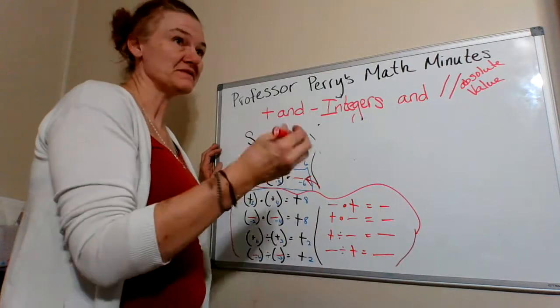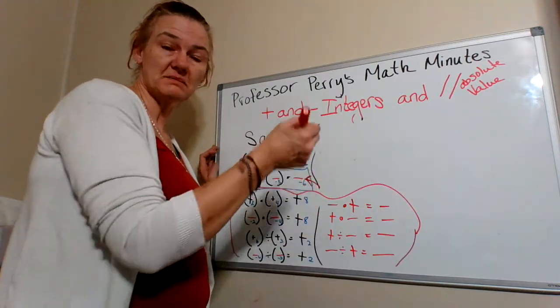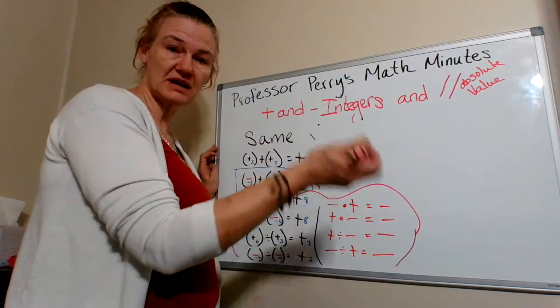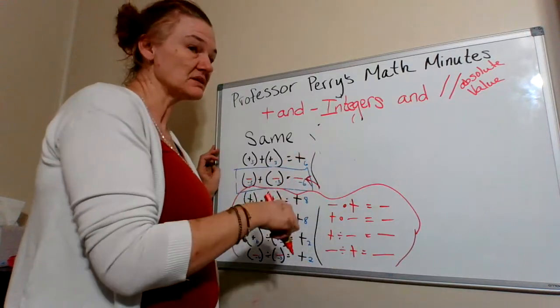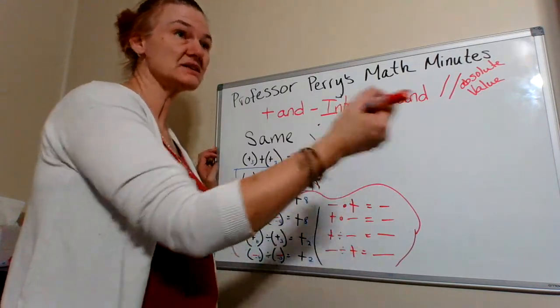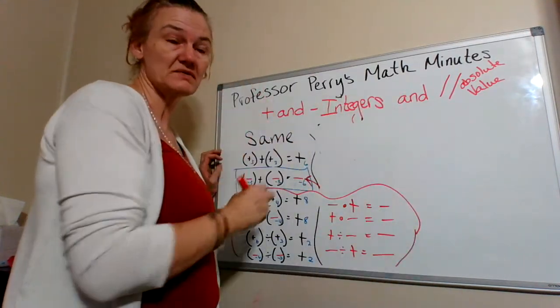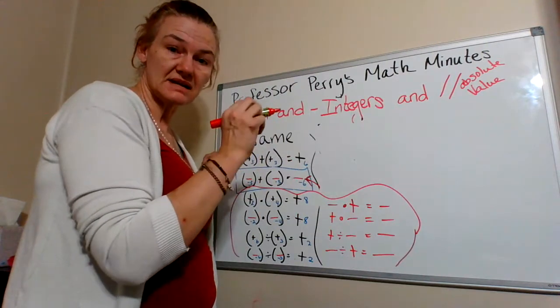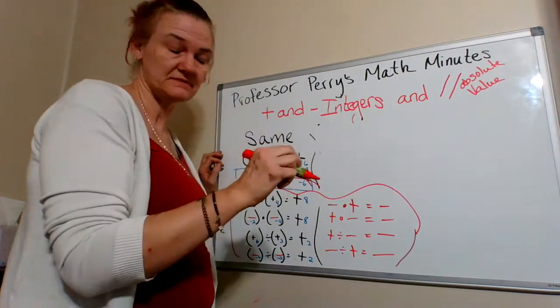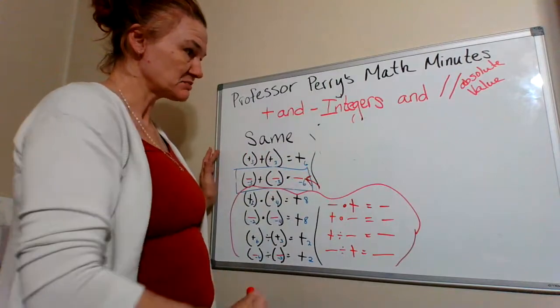Okay, if the bigger number is a positive when you subtract, your answer will be positive. If your bigger number is a negative when you subtract, your answer will be negative. If you have minus a negative, change that to plus. Other than that, it's pretty simple.